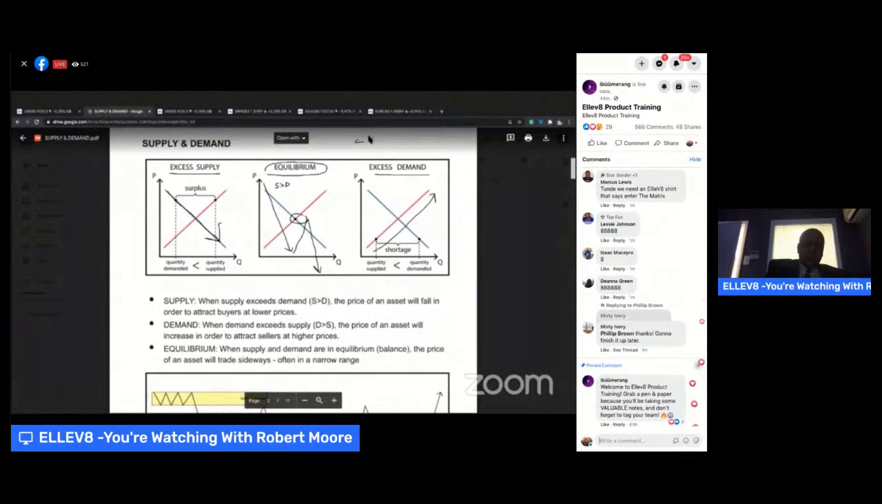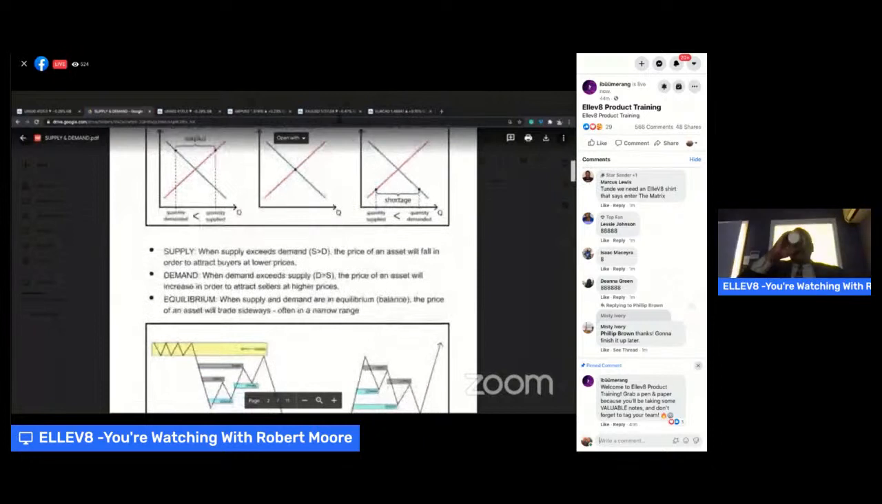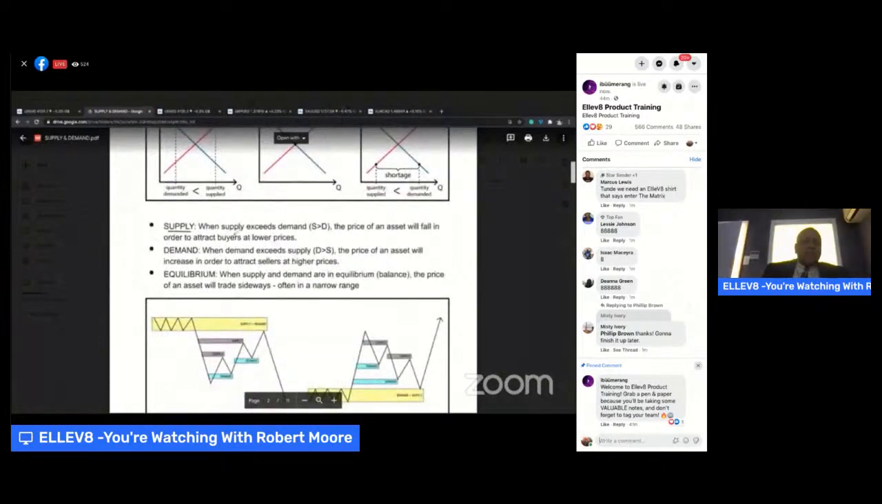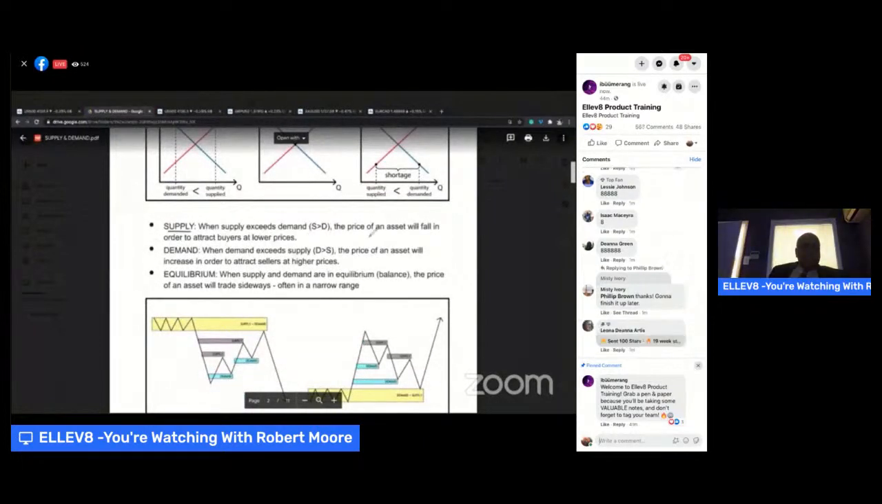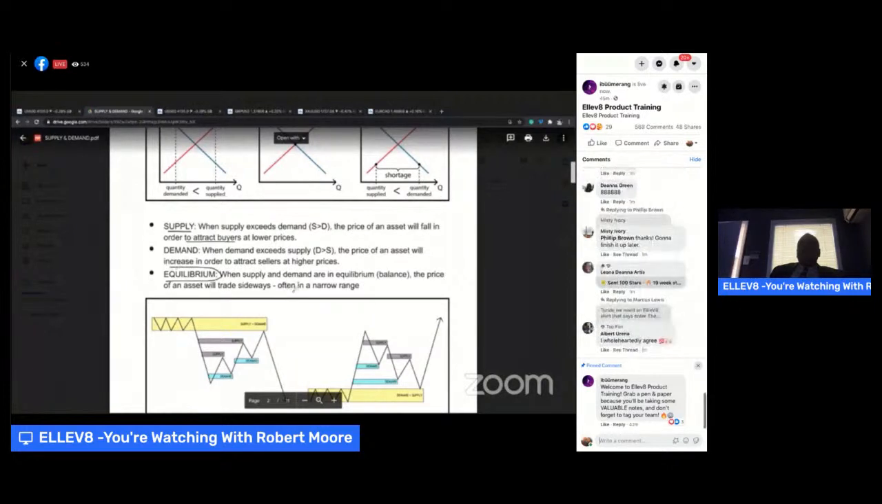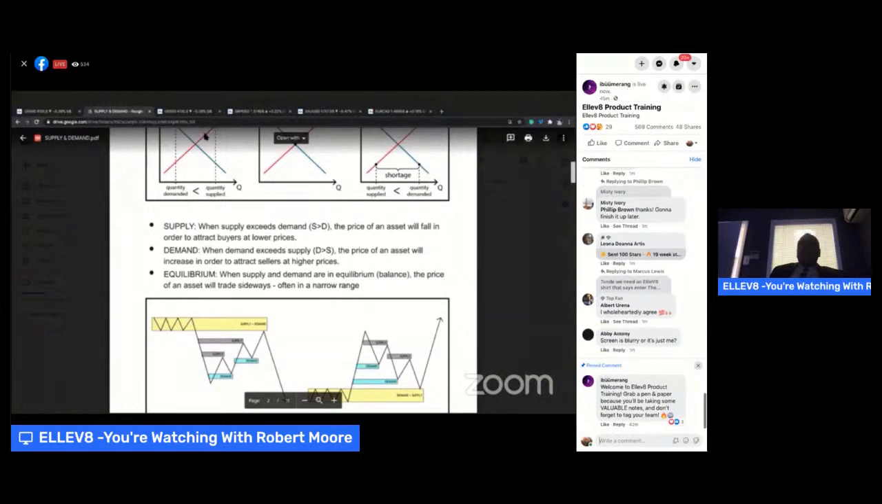You can see in this example a very simple, straightforward reading. When supply exceeds demand, the price of an asset will fall in order to attract buyers. When demand exceeds supply, the price of an asset will increase in order to attract sellers. And most importantly, my favorite thing: when supply and demand are in equilibrium, the price of an asset will trade sideways in a narrow range.